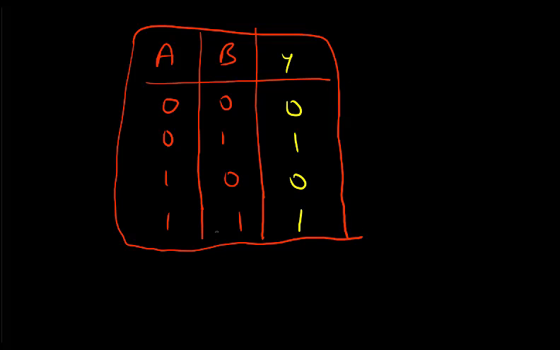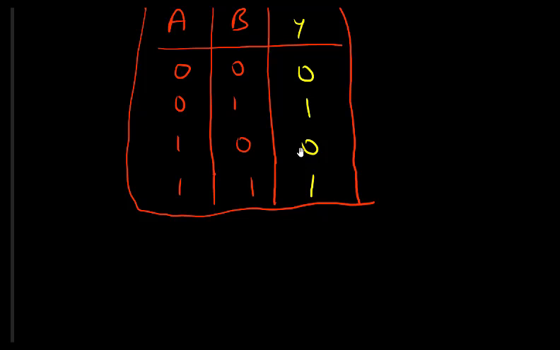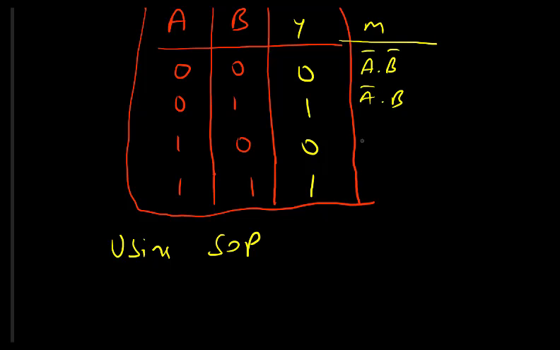Now suppose I want to realize the circuit for this particular truth table using SOP. I want to draw using SOP form. For SOP form, I will just write all the max terms and min terms. What are the min terms? So first the min terms. Min terms are A bar B bar, A bar B, A B bar, and A B.